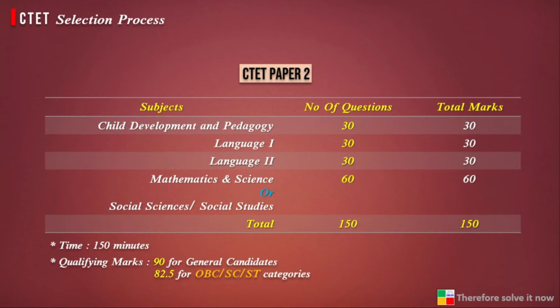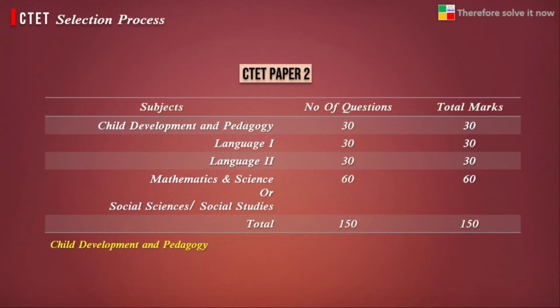In CTET paper 2, the time allotted is 150 minutes, that is 2.5 hours. To clear the CTET, you need to score 90 out of 150 marks or a minimum of 60%. There are relaxations based on the categories for candidates belonging to SC, ST, OBC, PWD, etc.